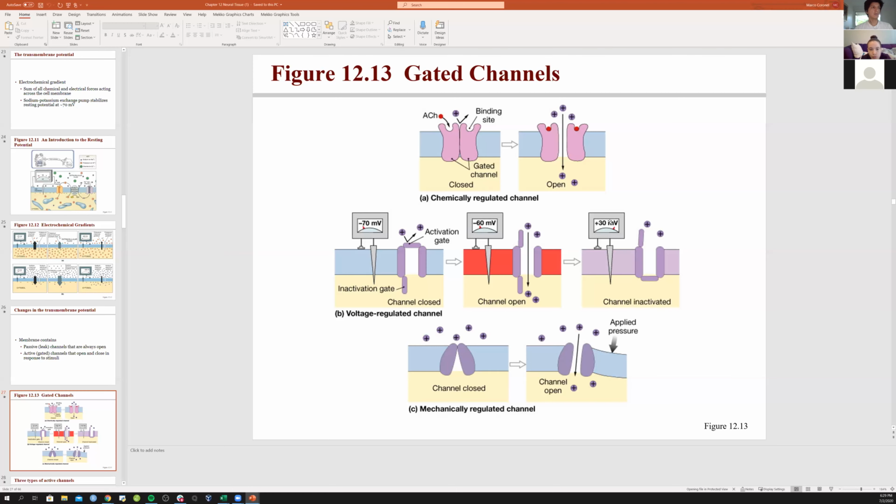Because by opening this channel we have allowed a lot of positive charge to go into the cell, what's going to happen then? The interior of the cell is going to become more positive. Now the interior of the cell is at positive 30 millivolts. What's the resting potential of sodium?